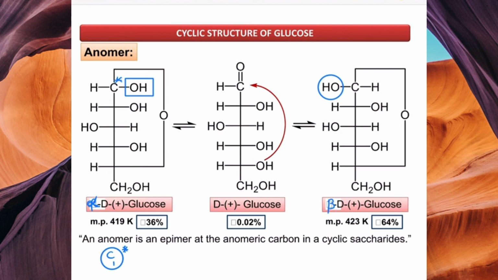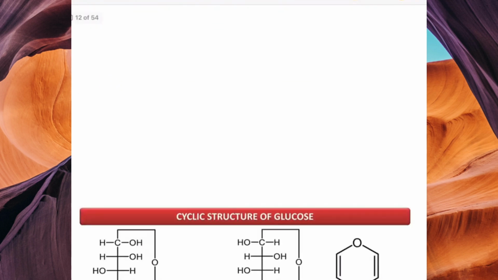Right hand side, alpha D glucose. Left hand side, beta D glucose. Alpha D glucose melting point is 419 Kelvin and the melting point of beta glucose is 423 Kelvin. So a pair of carbohydrates which differ in their configuration at C1 carbon we are calling anomers. Other than C1 carbon, we are calling epimers.